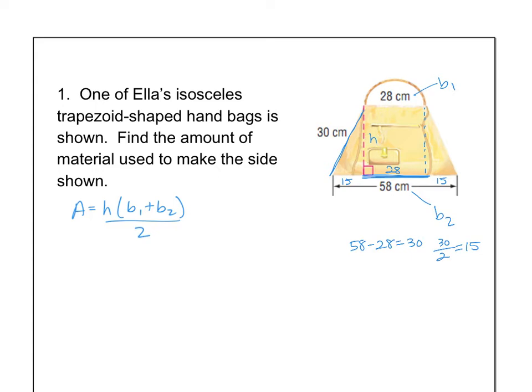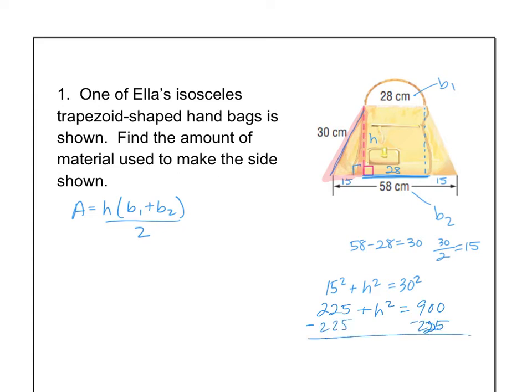You could do a couple of different things, but probably the thing that's most familiar to you is Pythagorean theorem. So you could do 15 squared plus h squared equals 30 squared. So again, let me just outline that triangle. I'm over here on the left side of the handbag in this pink triangle doing Pythagorean theorem to find the height. So 15 squared is 225, h squared, can't do much with that yet, and 30 squared is 900. Subtract your 225. H squared equals 675. And then, of course, you have to take the square root.